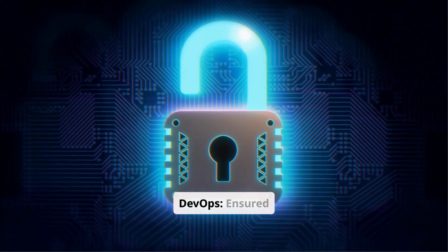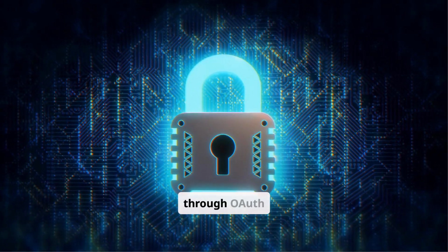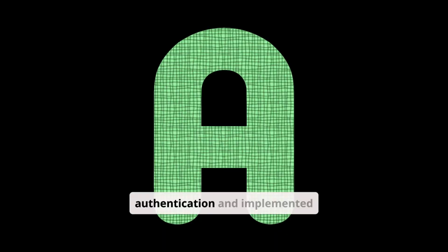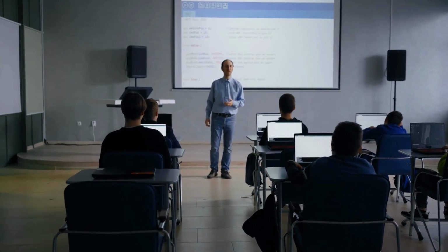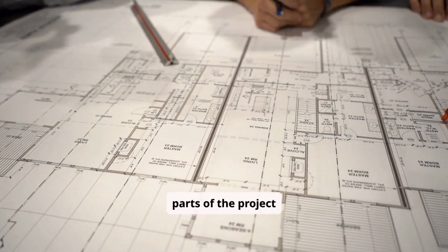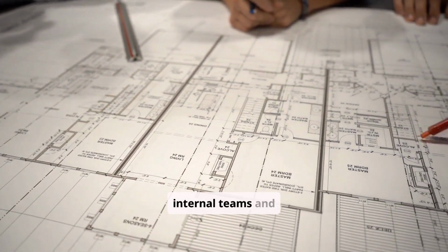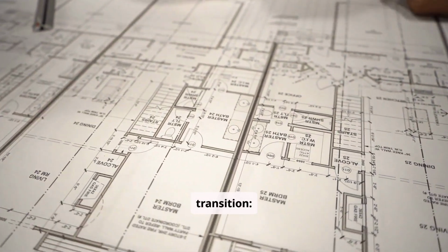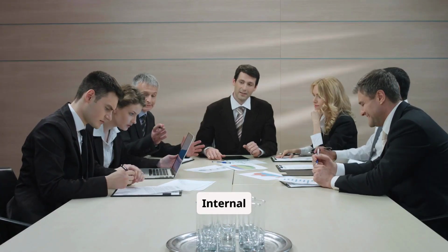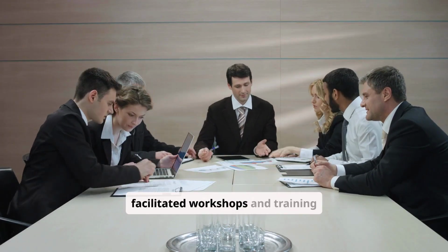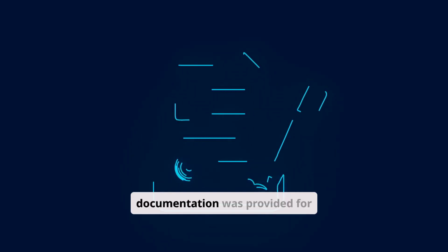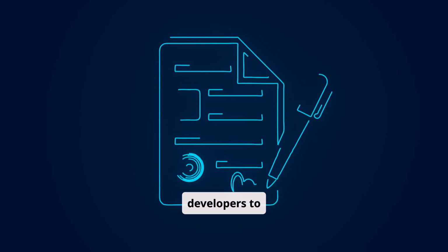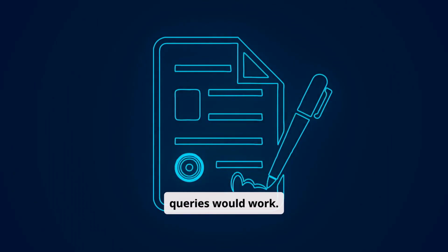Security and DevOps ensured the security of the API through OAuth 2.0 authentication and implemented rate limiting to protect against abuse. Communication and user education. One of the most challenging parts of the project was ensuring that both internal teams and end users understood the transition. Internal communication. I facilitated workshops and training sessions for all stakeholders to ensure alignment. Detailed documentation was provided for developers to understand how GraphQL queries would work.